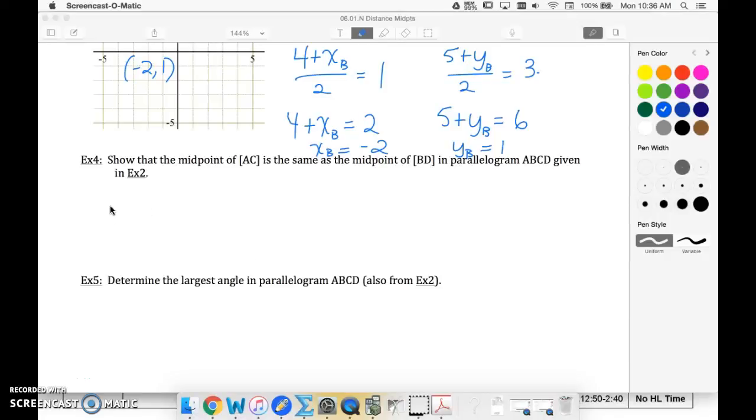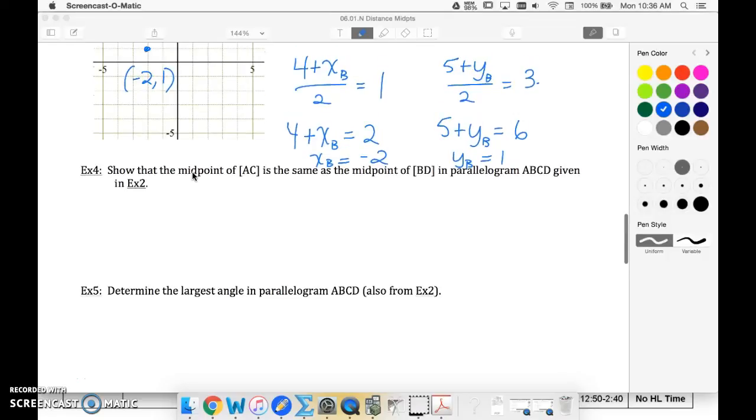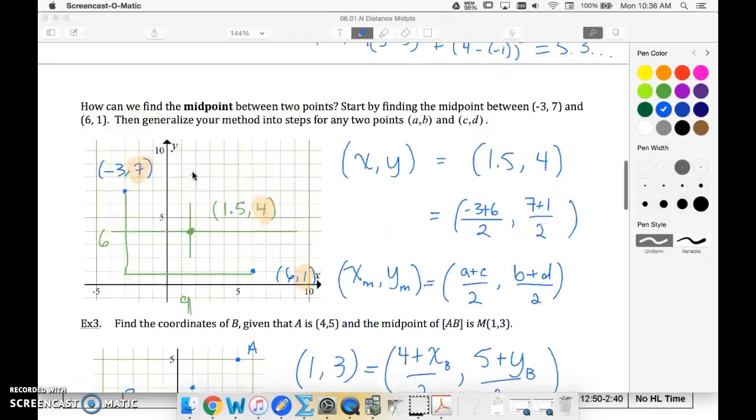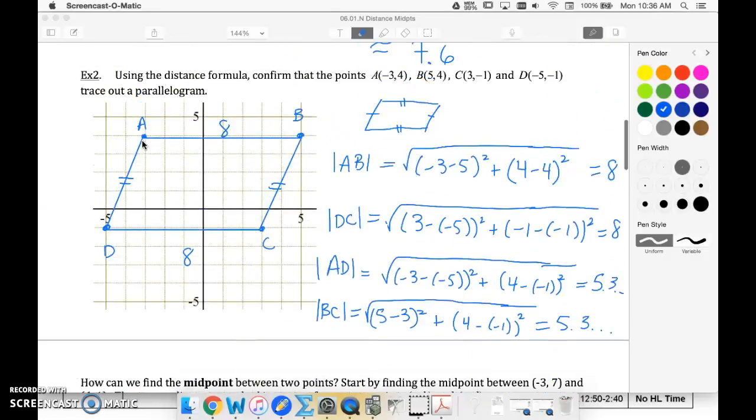Right, so we're going back to our parallelogram from example 2, and we want to show the midpoint of AC is the same as the midpoint of BD. So let's come back and look at our parallelogram. So midpoint of AC is the same as the midpoint of BD. Well, let's go ahead and try and find that. So I'm going to copy down my points again.